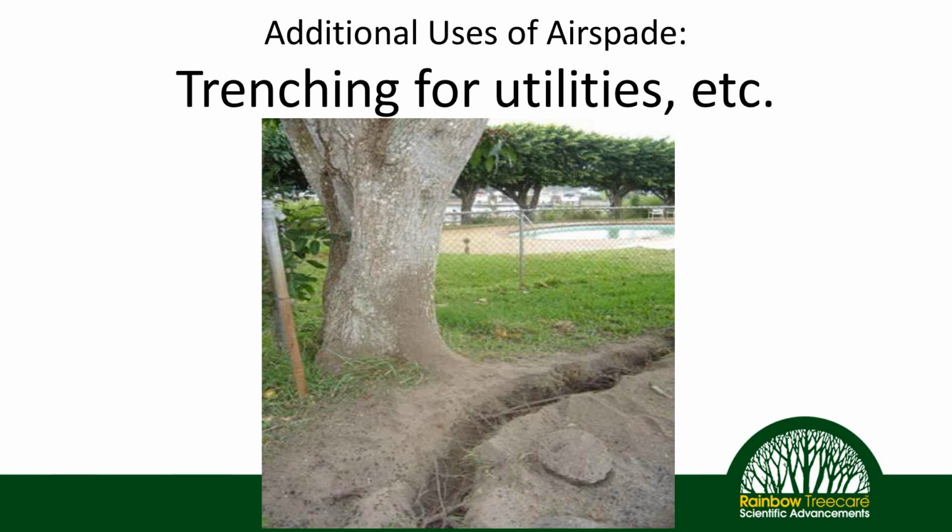So this is a way to cleanly get in and do a trench around a tree where, again, without something like an Airspade, you would have to do it by hand, which would be very, very tedious and take a long time. Or most often what is done, of course, is buying a trencher and just trenching right through those roots, which can cause damage to the health of the tree, but if it's done too close to the tree, it can also become a structural concern.